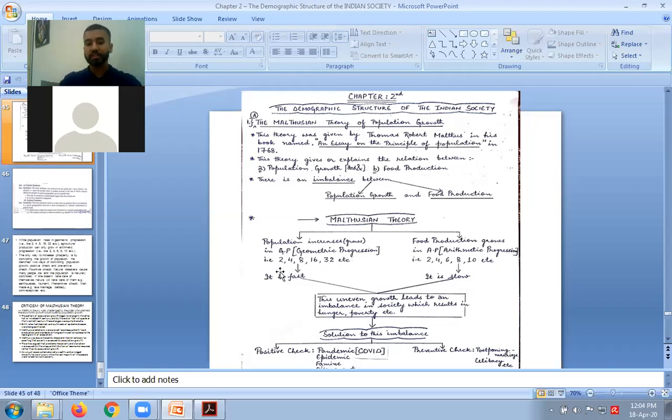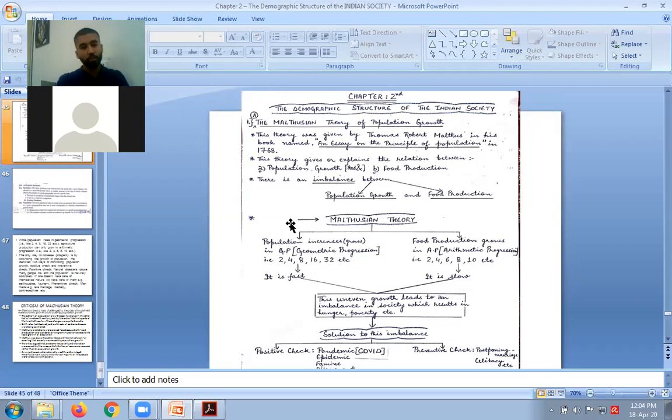Look at that. You can see, 2, 4, 8, 16, 32. Every number is doubling itself. So population growth is at a much faster rate as compared to food production. On the other hand, food production is not growing at a much faster rate, right? He's talking about the imbalance, because if we do not have enough food, then how are we going to survive?